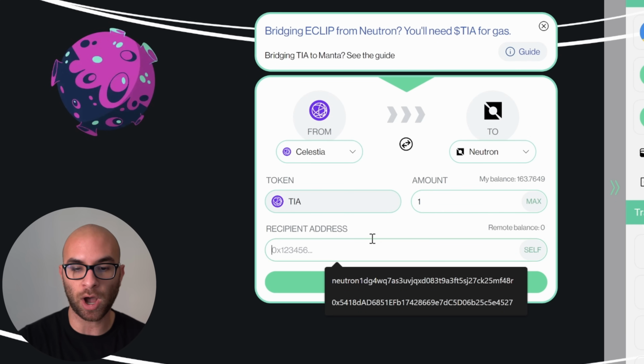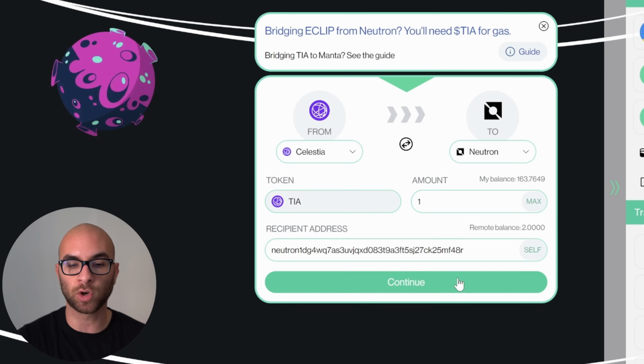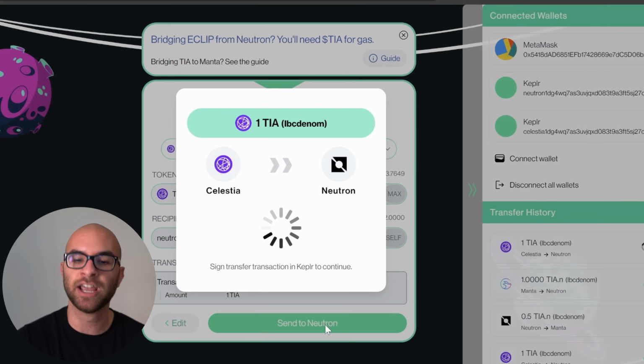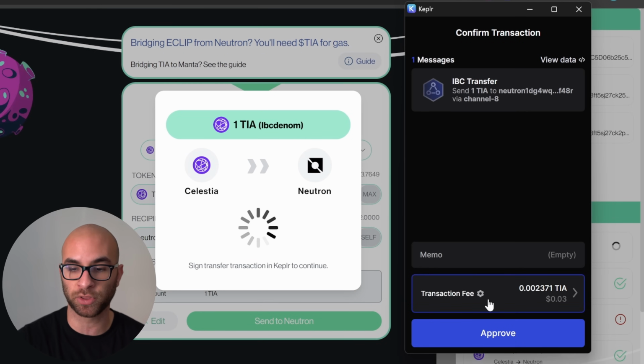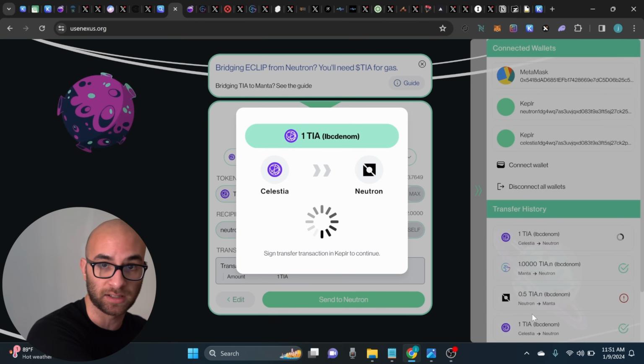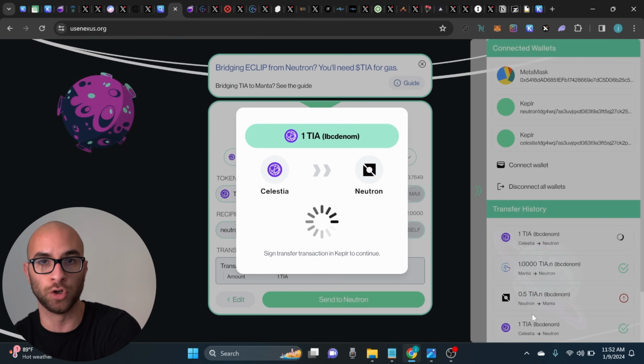So for this example, I'm just going to put one here. I'm then going to send to myself, hit continue, and then send Neutron. What's going to happen is it's going to pop up with the transaction where I'm going to have some TIA fees in order to do this. So all that's happening here, guys, is that my Celestia is going from the Celestia chain over to the Neutron chain.